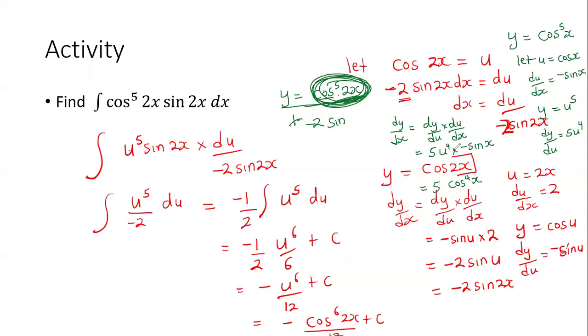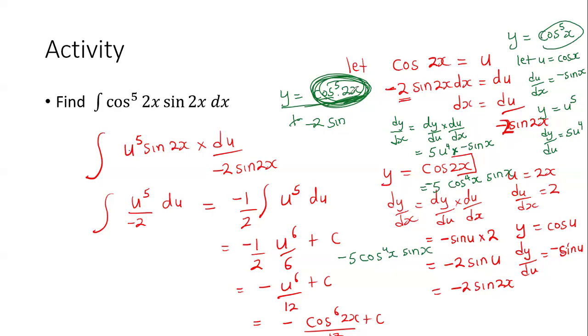Cos to the power 4x, then sine x, but there is a negative. So negative 5 cos 4x sine of x. This is just for cos power 5x.